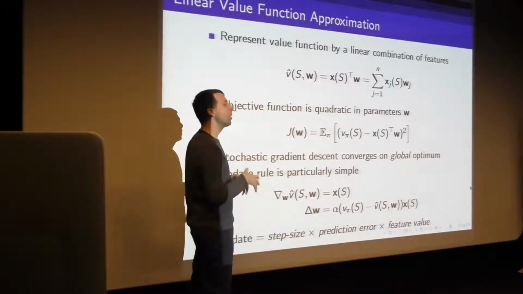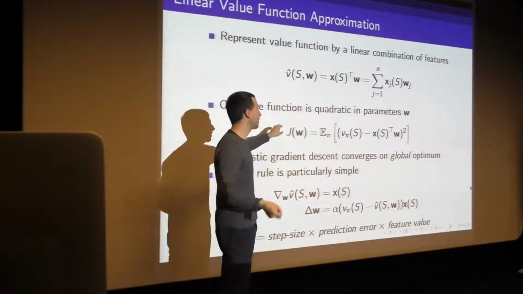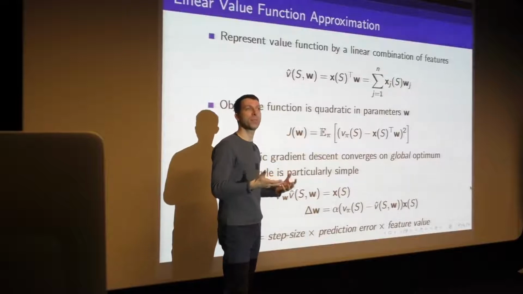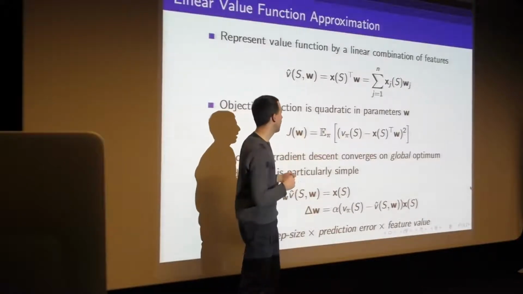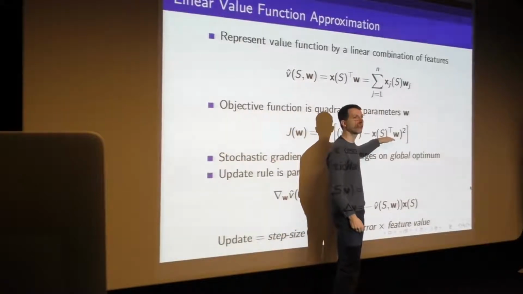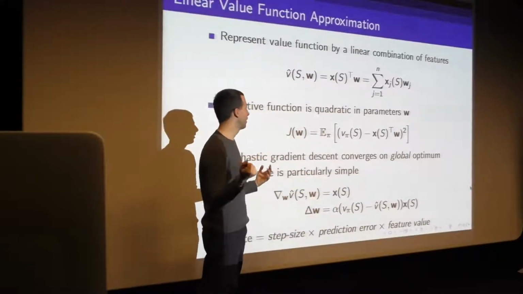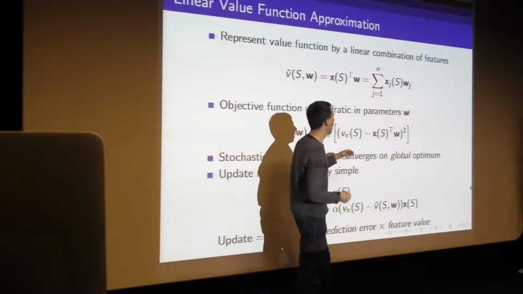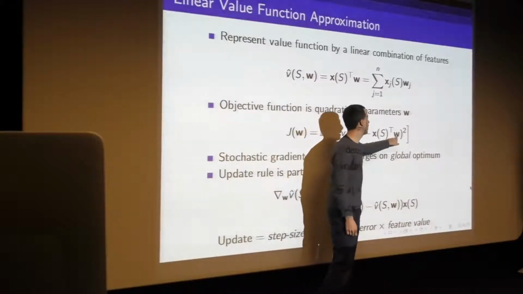So one of the nice things about this sort of linear value function approximation is that the objective function, this mean squared error that we were looking at, that we want to optimize, like our measure of fit between the true value function and our estimated value, is now going to be convex. It's going to be a quadratic. You can see it's a quadratic because if we consider our parameters w, we've got this squared error here.